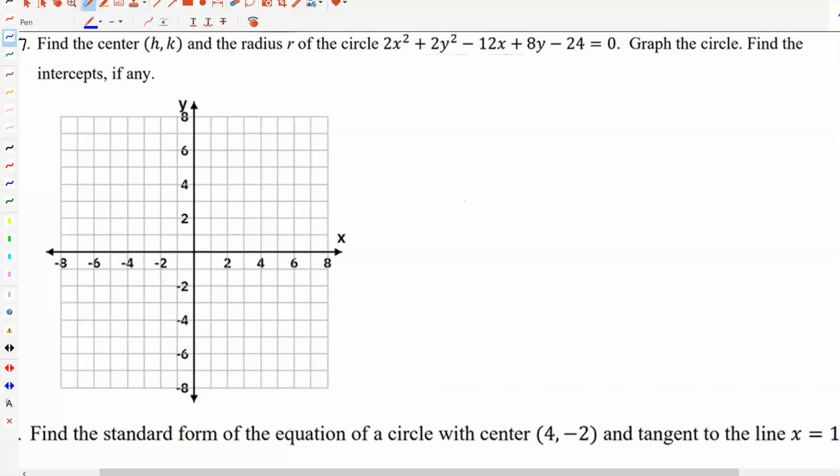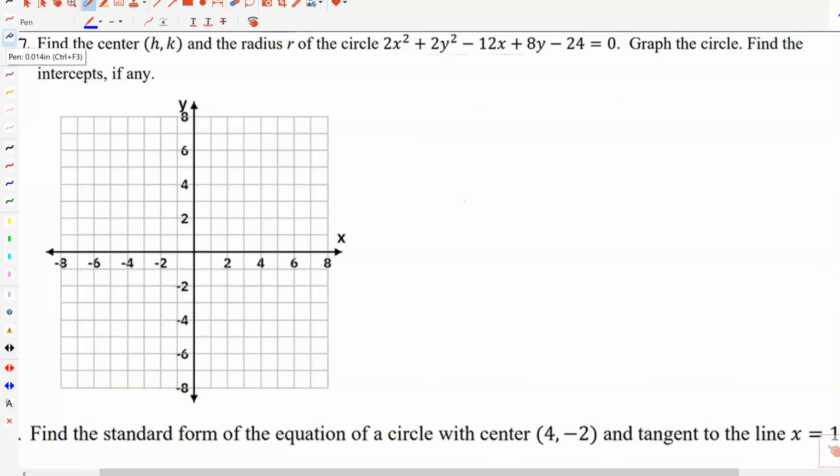Let's review some of the stuff we've learned about circles. So on this problem, it's going to ask us to find the center (h, k) and the radius r of the circle 2x squared plus 2y squared minus 12x plus 8y minus 24 is equal to 0. We're going to graph it and find the intercepts if there are any.